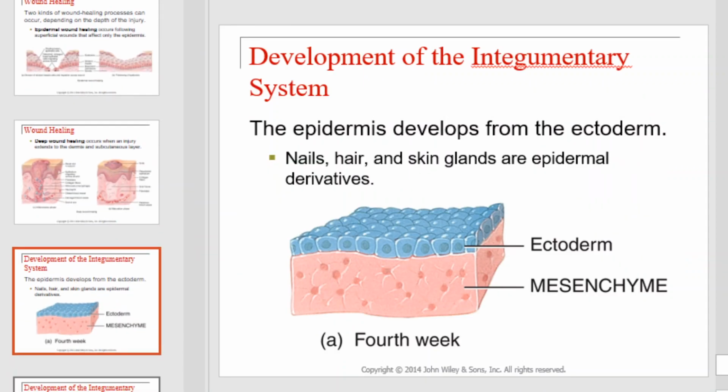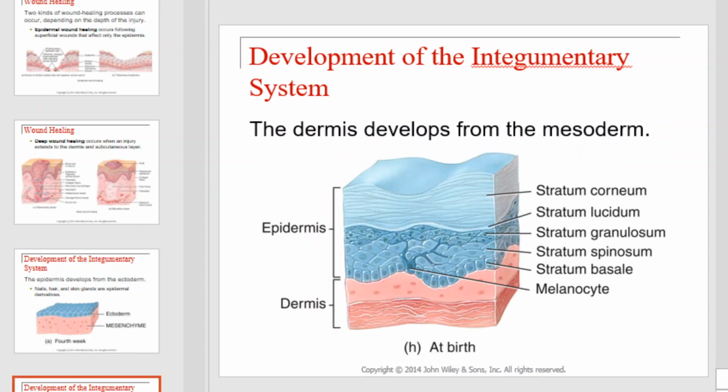Finally, we'll look at the development of the integumentary system. The epidermis develops from the ectoderm in the embryo. Nails, hair, and skin glands are epidermal derivatives. The dermis develops from the mesoderm, as illustrated here. This concludes our coverage of the integumentary system.